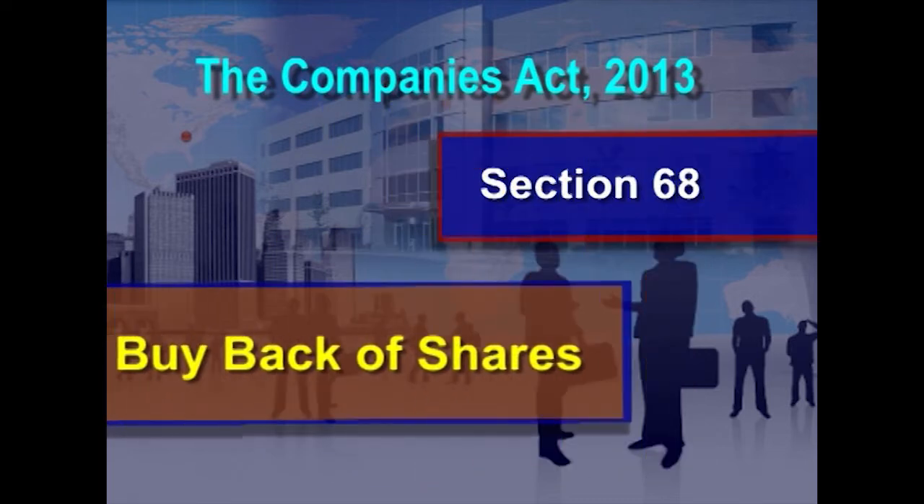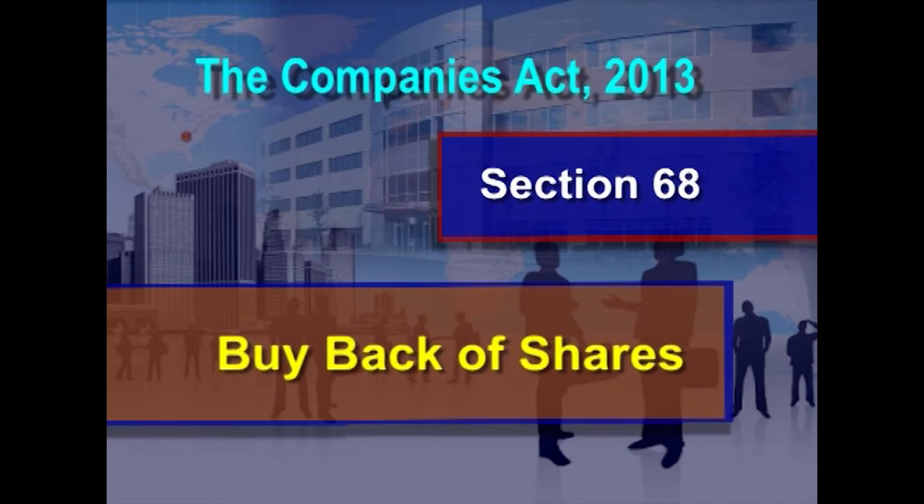Section 68. Buyback of shares. Power of companies to purchase its own shares. Exceptions to section 67 did not permit the public companies to purchase its own shares. In the present Act, section 68 provides this power to the public companies to purchase its own shares, and the procedure is prescribed in section 68 of the Act, and it is as follows.